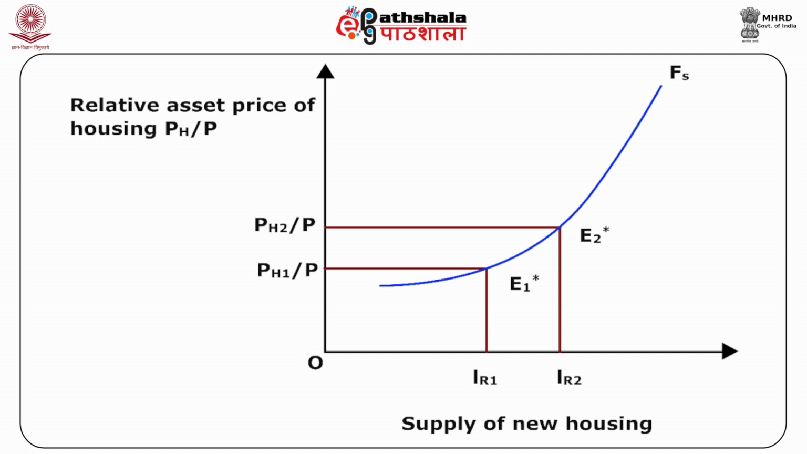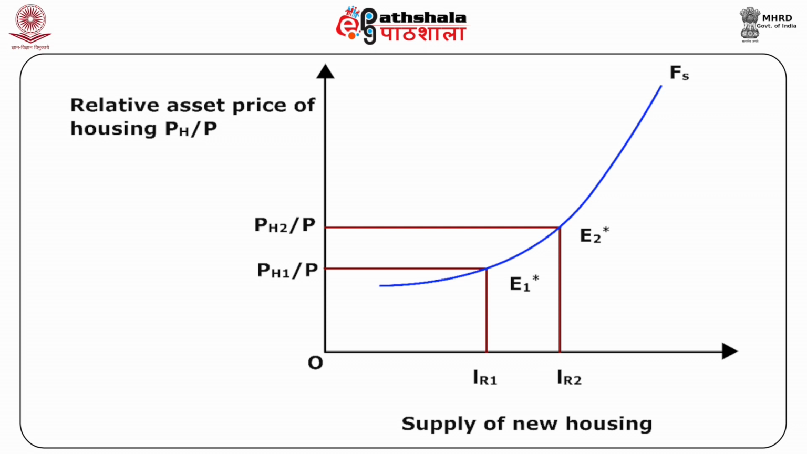This can be explained as the construction companies use inputs to build houses and sell them at the market price PH. Inputs like bricks, cement, etc. are used in the process of construction and their prices depend upon P, the price level in the economy. The higher the relative price of housing, the greater is the incentive to build more houses and greater is the number of houses that are built. The given relative price of housing as determined in the asset market is PH1 by P. At this level, the supply of new houses by the construction companies is OIR1.